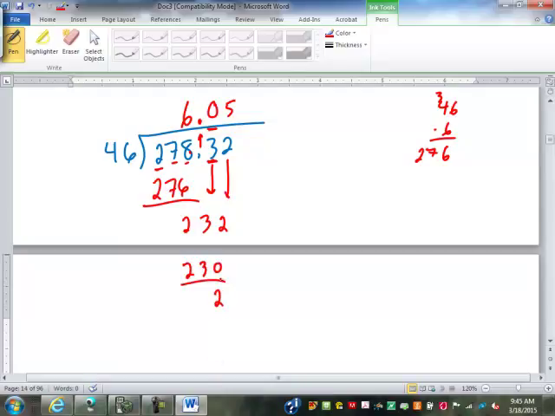Does this mean we're all done? No, we could keep going. How could we keep going? Add a 0 and bring down the 0. Now, what if I said I wanted this to the nearest 1,000?